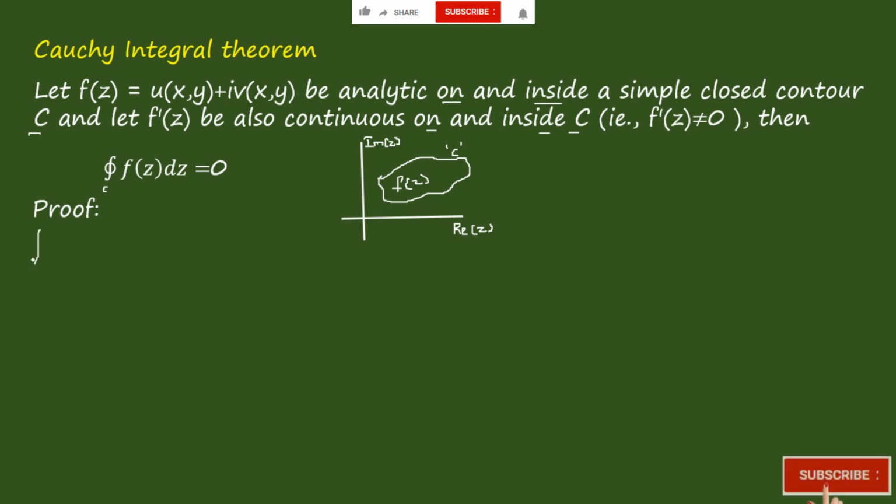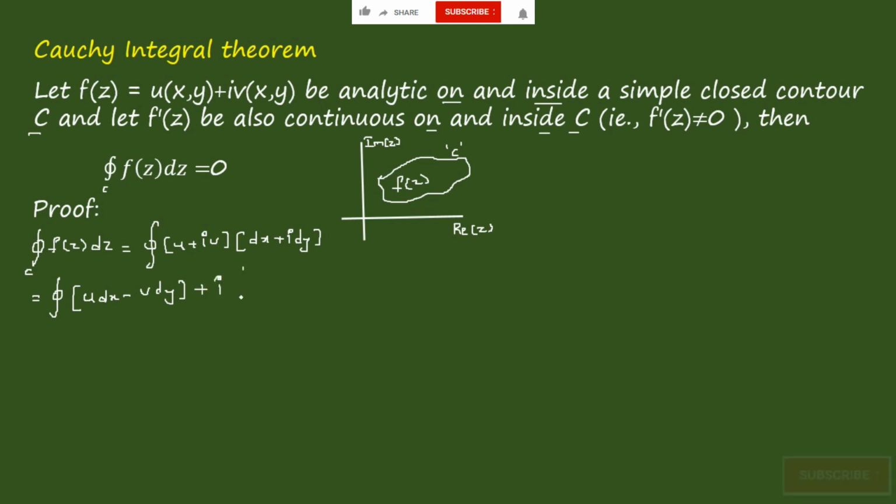As we know, the integration over the closed curve C of f of z dz is equal to the integration of u plus iv into dx plus i dy. We'll try to expand it. We get the integration over the closed curve of u into dx minus v into dy, plus i into the integration over the closed curve of v into dx plus u into dy, right? Now we'll be solving this equation by using Green's theorem.